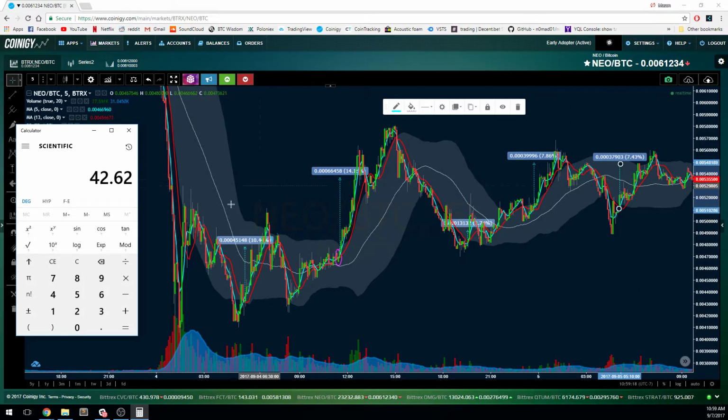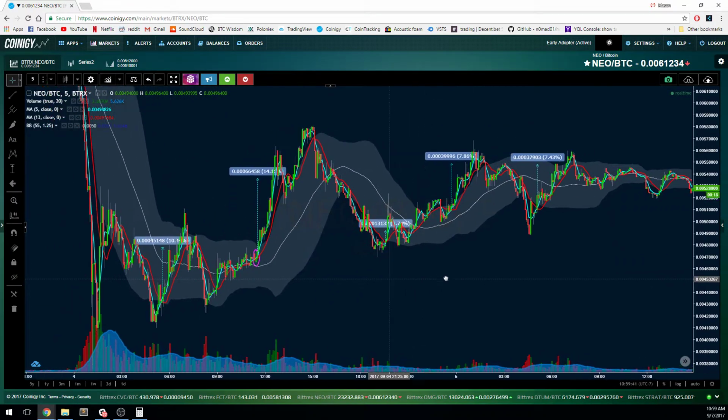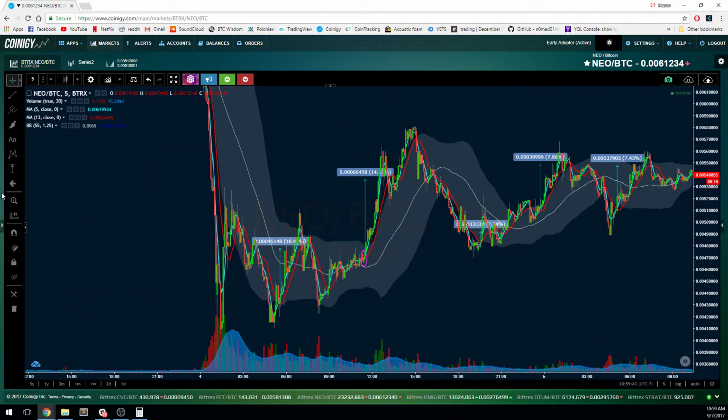Now keep in mind, Bittrex does charge you 0.25% when you buy and 0.25% when you sell. So per buy and sell pair, you are spending 0.5%. So per trade, that's 1, 2, 3, 4, 5 trades that we just looked at here. So that's 2.5% in fees, giving you a massive 40% gain.